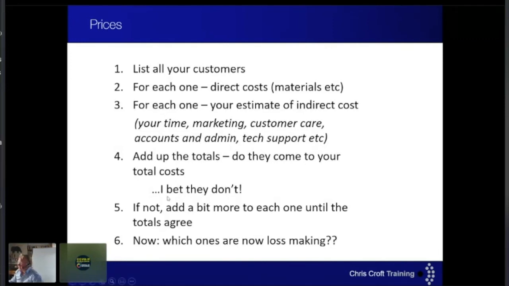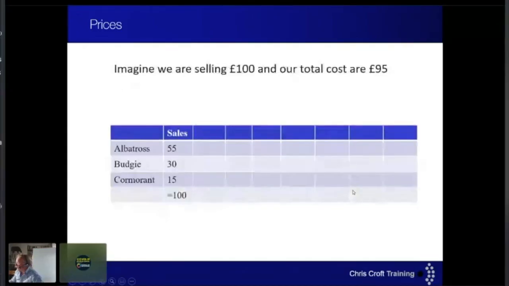So add up the totals. I bet they don't. And then add a bit more to each one until the totals agree, and then see what you've got. I'm going to show you an example of how you do that now, okay? So let's say I've got 3 customers, Albatross, Budgie, and Cormorant, and this is how much money they're paying me: 55, 30, and 15. So I've got 100 coming in.